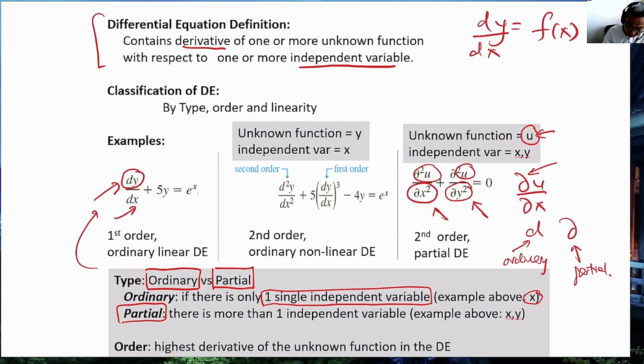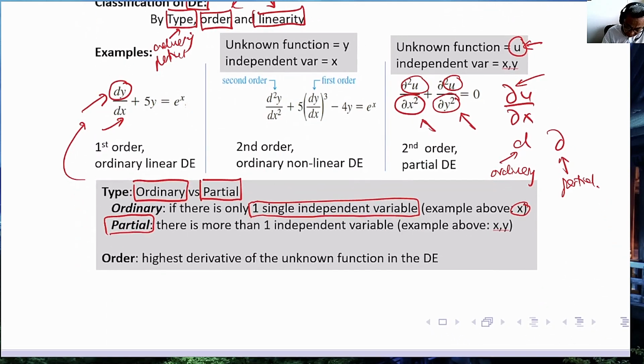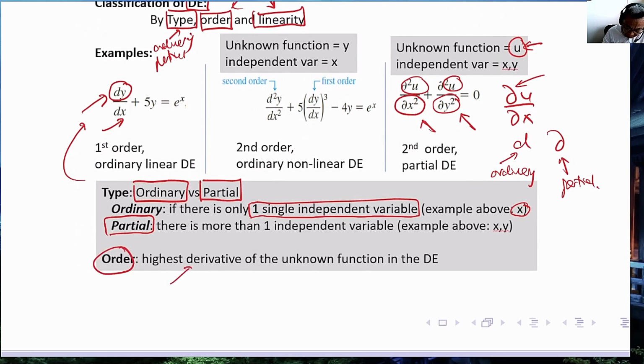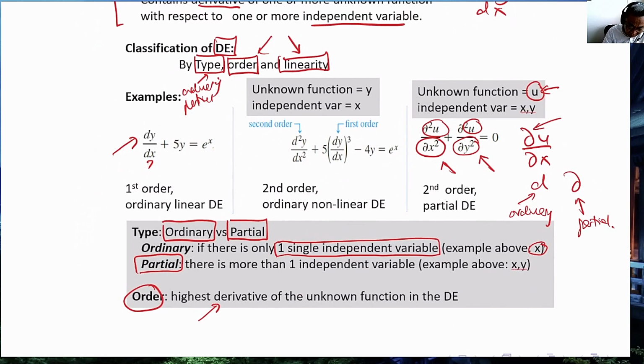Right, there are some terms that we need to classify differential equations. One of them is type, which is ordinary and partial. The other one is something called order and linearity. So let's try order and linearity now. What does order mean? Order means the power of the highest derivative of the unknown function in the differential equation. Well, let's study this example. In here, the highest power is d1. So this is first order.